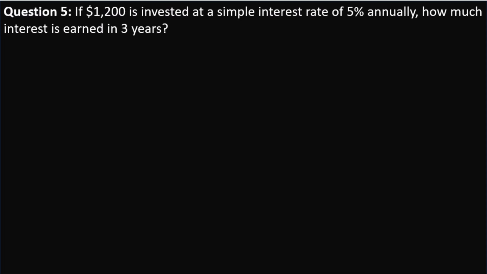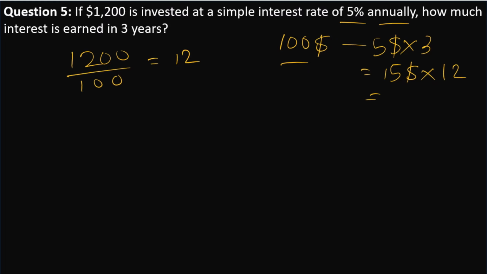So here the investment amount is 1200. So divided by 100 equals 12. So here $15 times 12 equals $180. So if anyone invests $1200, after 3 years with the same percentage of interest, he can earn $180.